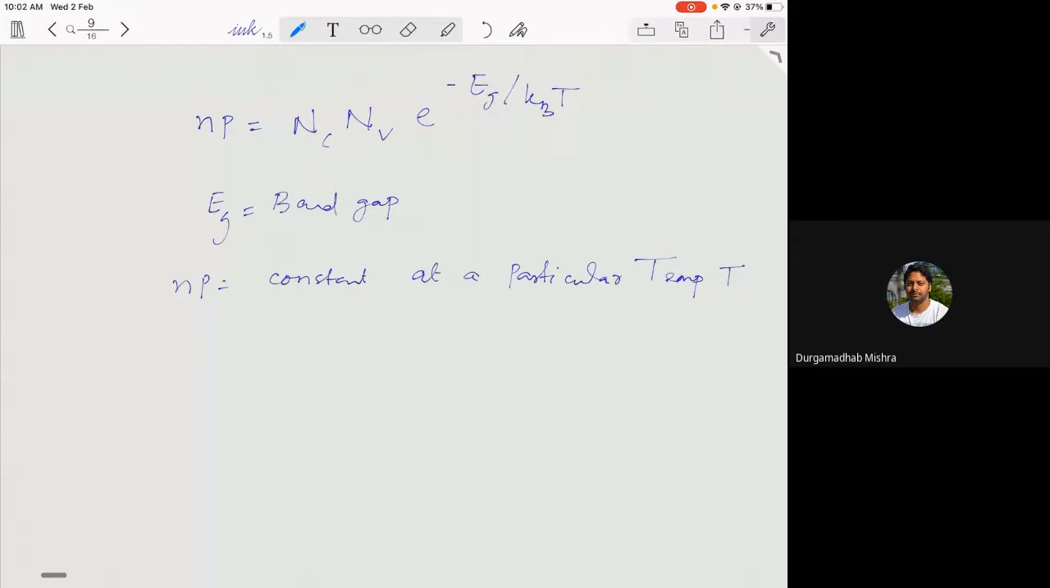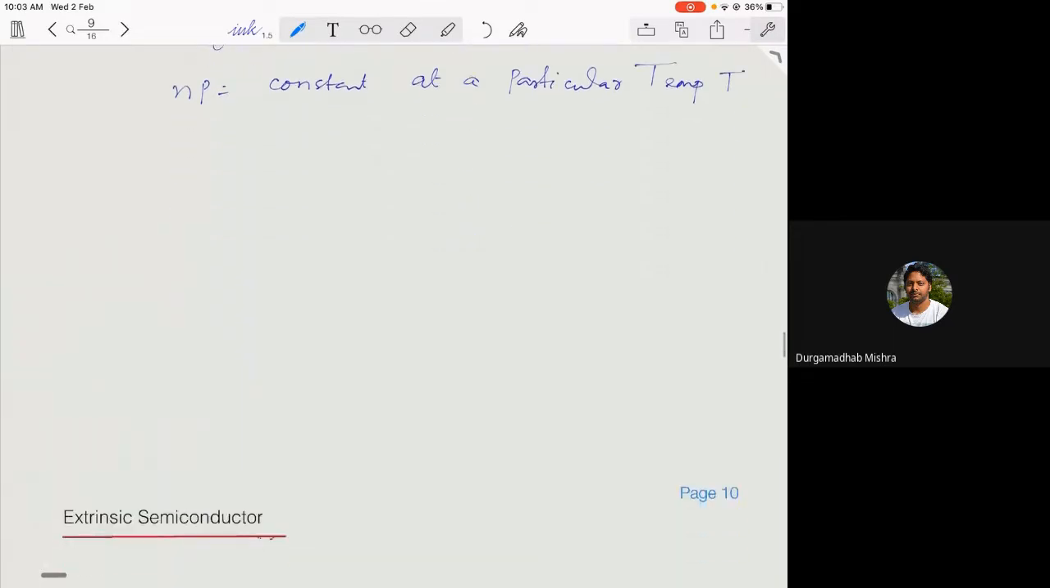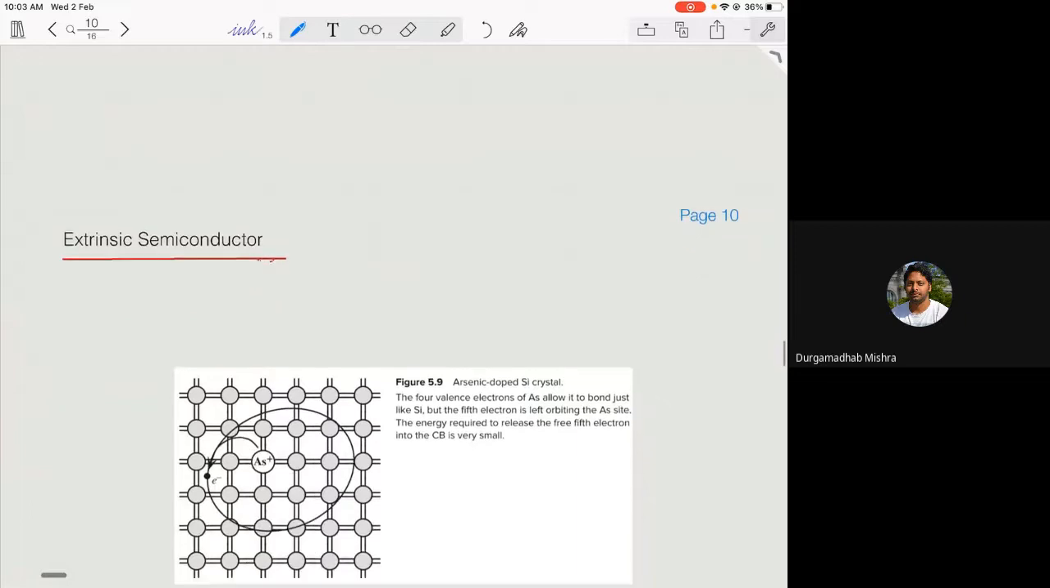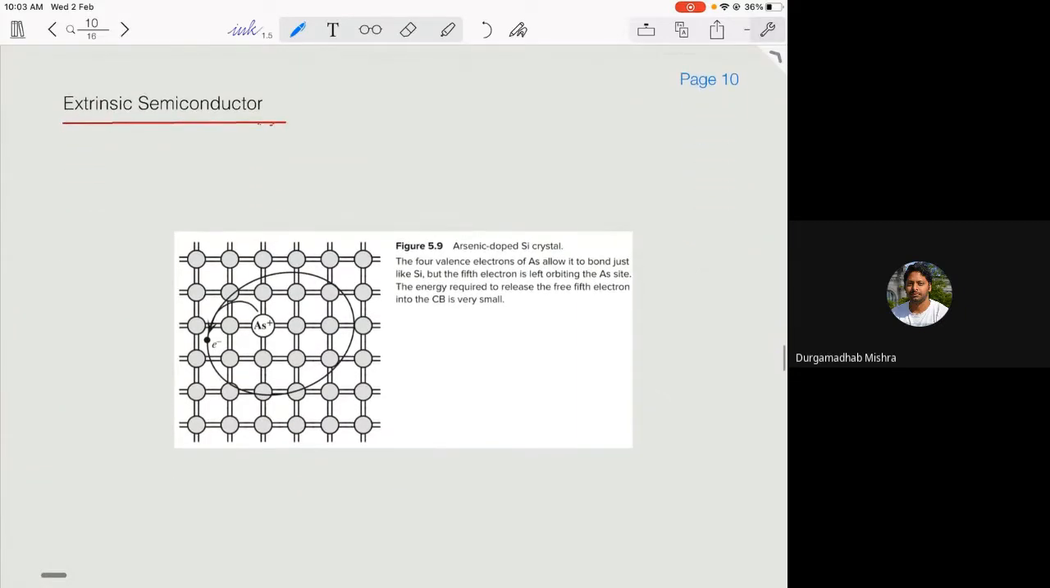So that means if you increase the number of electrons by doping, then to keep this product constant, the number of holes would reduce. And similarly, if you increase the number of holes by doping trivalent atoms, then you reduce the number of electrons in the material. And this is how you can create N and P type semiconductors, which brings us to the extrinsic semiconductor. They are known as extrinsic semiconductors.